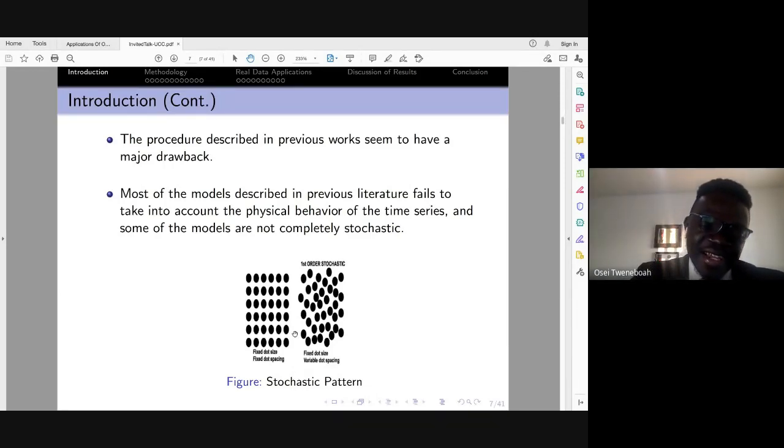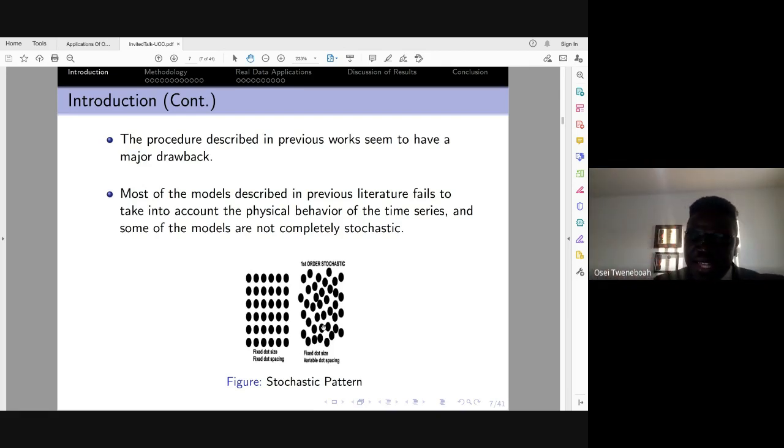So basically, in this figure, we have two figures here. On the left, you notice that these dots are uniform, they are fixed, correct? You also notice that the spacing is more or less equal. We could say that these are evenly spaced, okay? But then on the right, you notice that these dots are non-uniform, correct? They are placed randomly. So that is what we mean by stochastic.